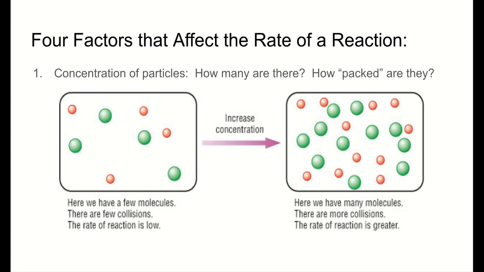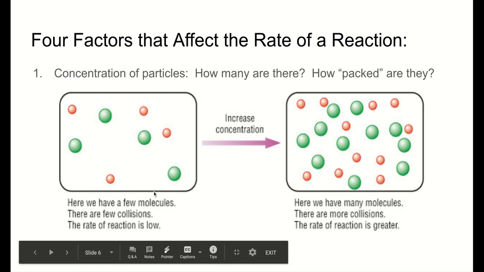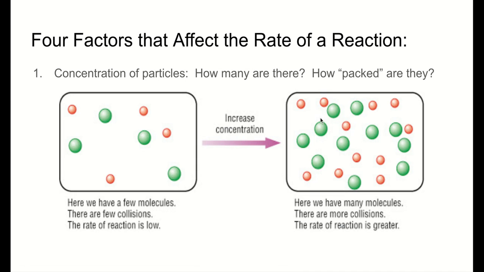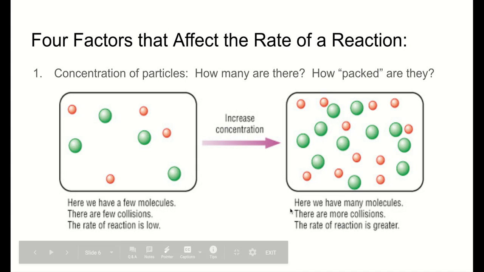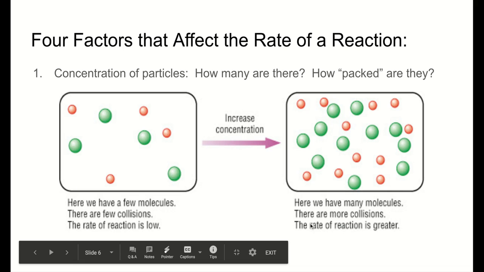Now, there are four factors that we're going to discuss that affect the rate of a reaction. The first one is concentration of particles. And concentration means how many are there, how packed are they, how close together are they. Here we have a few molecules. In this scenario, there are a few collisions, so the rate of reaction will be quite low. If I added more of each reactant, then we have many molecules or particles.